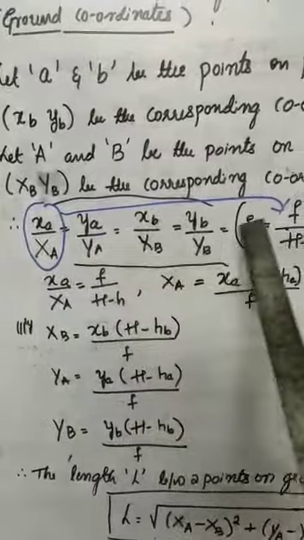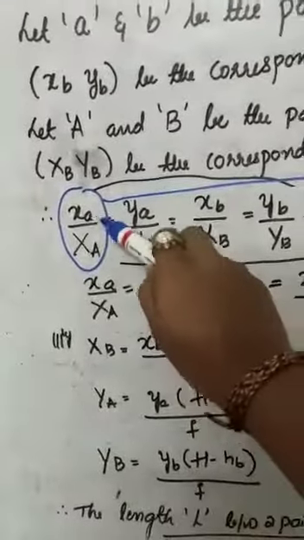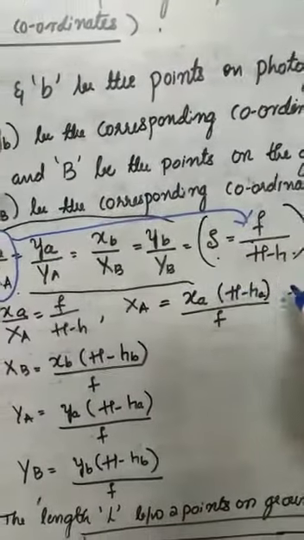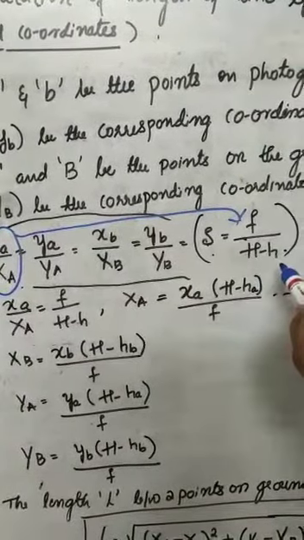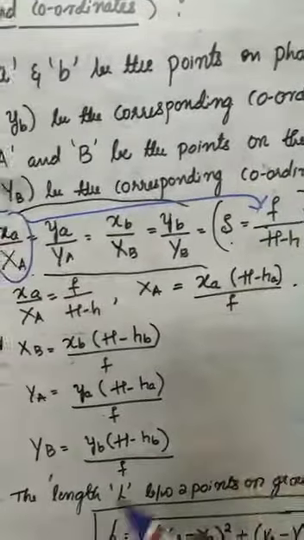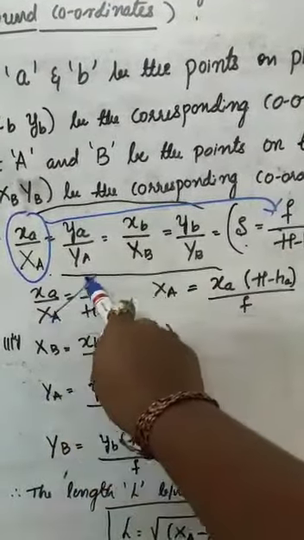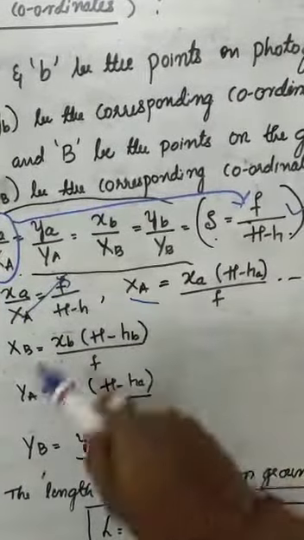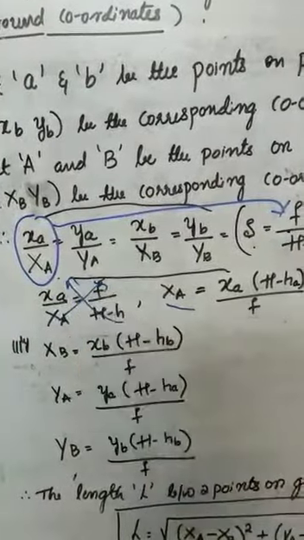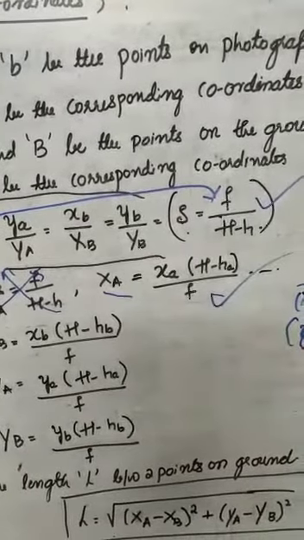In the similar way, for all four we do the same. First let us take only this one, that is small xa by capital XA. This is directly equated with f divided by H minus h, the general formula that we wrote at the end of the derivation. When we want capital XA, let us take this to the upper side. So finally the expression for capital XA becomes small xa into H minus ha divided by f. This is the equation we have got for capital XA.